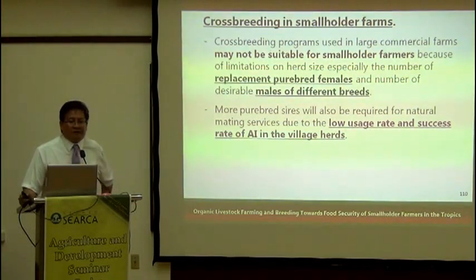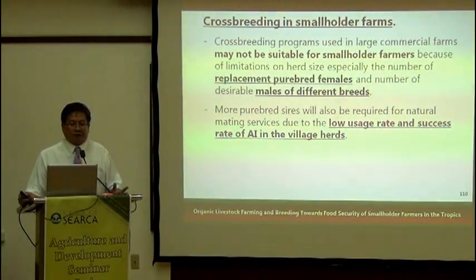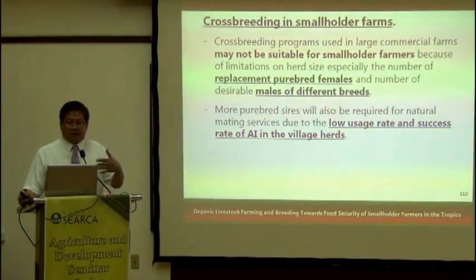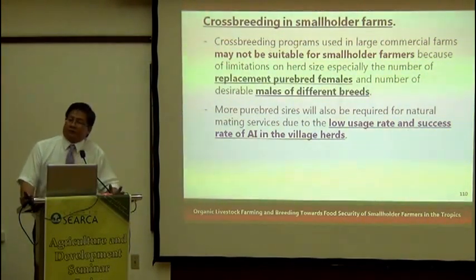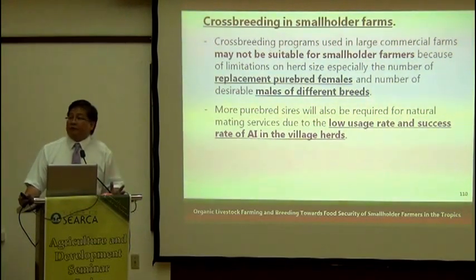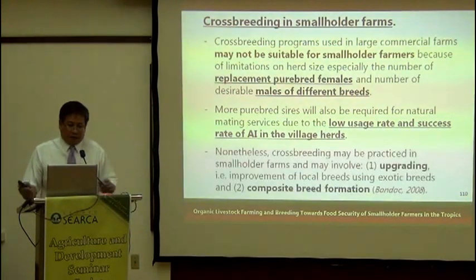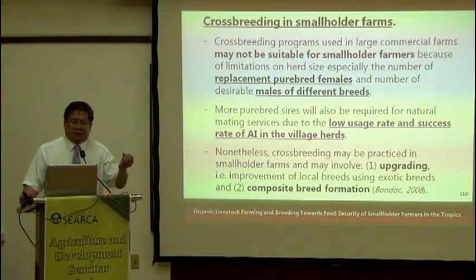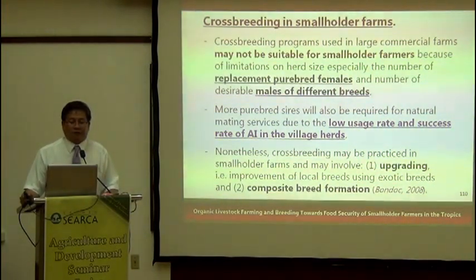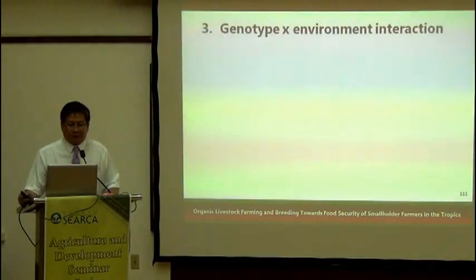Besides, when we talk of mammals, more purebred sires would be used: the bulls, the bucks, or the boars. Mainly because AI has a low usage rate and success rate, particularly in the village herds. That's why we have no choice but simply to practice natural mating. Nonetheless, technically, we could still come up with crossbreeding programs, but you could just limit it to simply upgrading, or if you have the infrastructure, you could put up a formation of a composite breed.